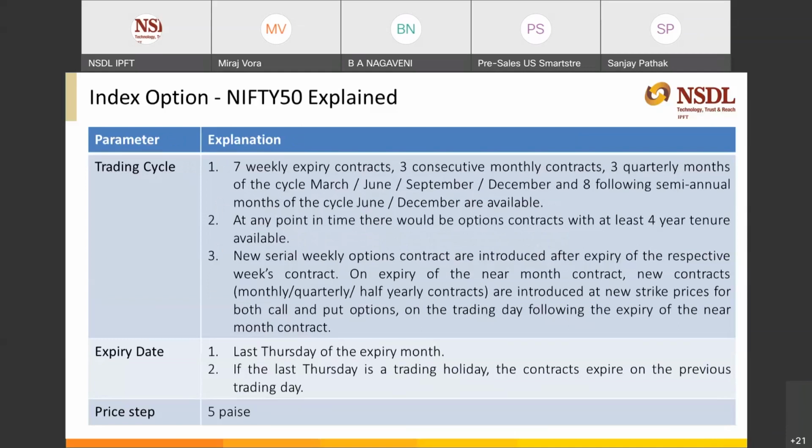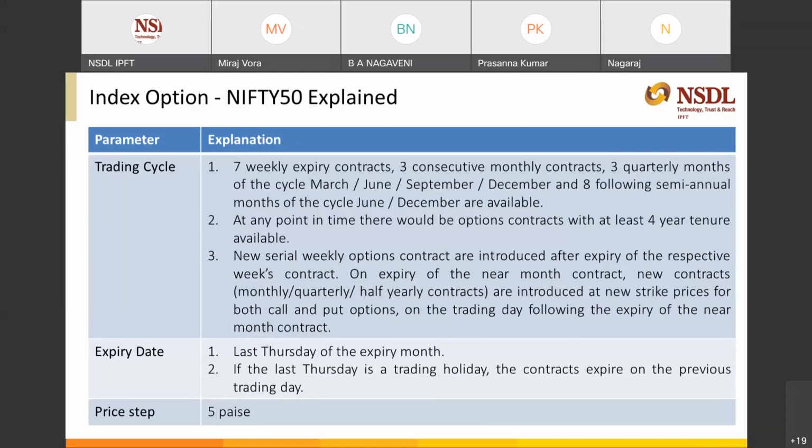Now, if we go to the index options, the expiries change a little bit, because for index options, specifically for Nifty, we have LEAPS also available. Now, what is LEAPS? It is longer dated equity anticipation securities, which we call LEAPS. So you have a very long duration. So at any given point of time, you would have tenures of up to 4 years available in the option cycle, which is as short as 1 week and as long as 4 years. So how is it? You have 7 weekly contracts available at any given point of time.